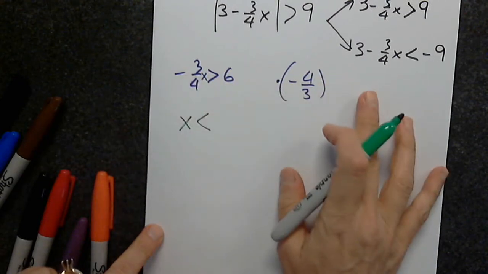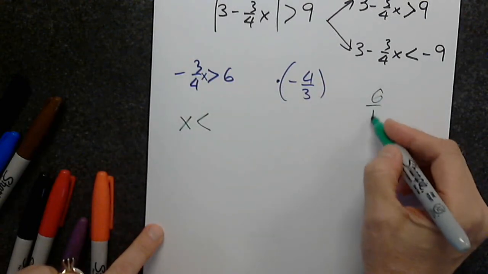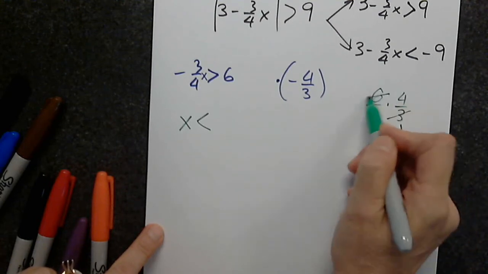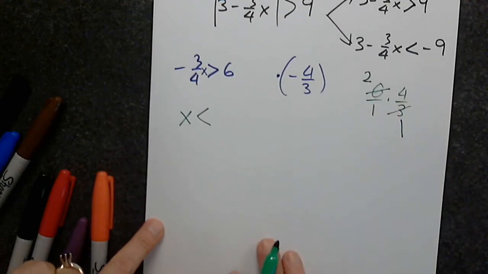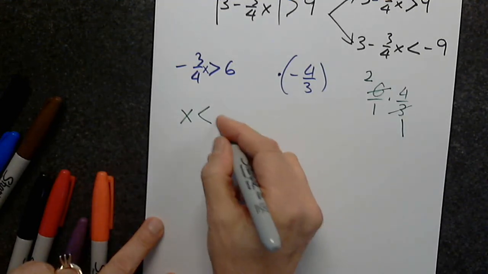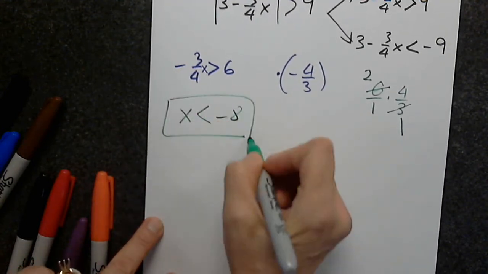So now let's take this aside. 6/1 times 4/3, and I will simplify by 3. What do I get on the right-hand side? But minus. Good. So this is done. I got the same thing.